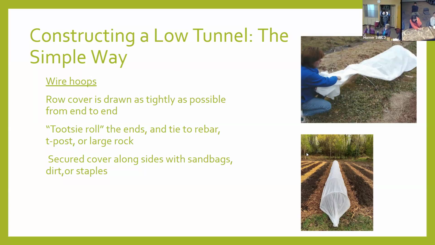Wow. So yeah, the simple way to set these up, I'm going to outline a simple way and then a rugged way. So, simply you want to put your wire hoops down every 5 feet down your row. And then drape your row cover over that. And then you want to draw it as tightly as possible from end to end and anchor that with a little Tootsie roll at the end. So you've got to leave yourself 10, 15 extra feet and roll it up into a Tootsie.